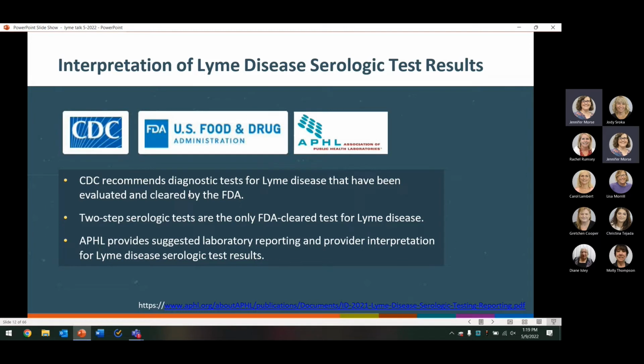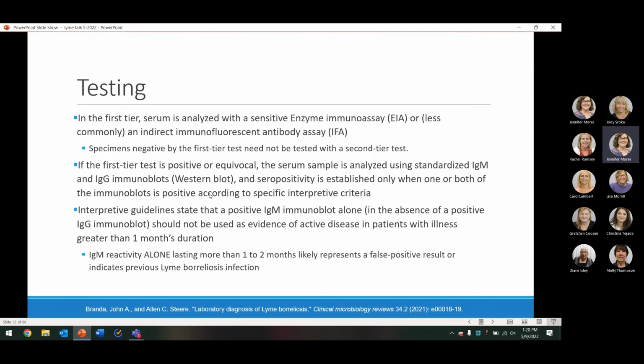So the recommendation is that you use a 2-step testing method and only use FDA cleared tests for Lyme disease. In the first tier of the testing, in the traditional 2-tier testing, you start with an enzyme immunoassay or an EIA. Less commonly, there was an immunofluorescent antibody assay. But basically, this is just a general antibody test for Lyme. It's either positive or negative.